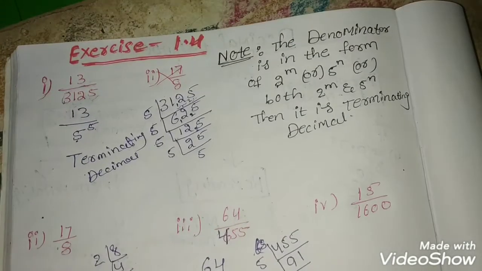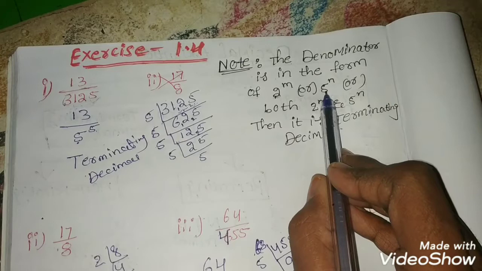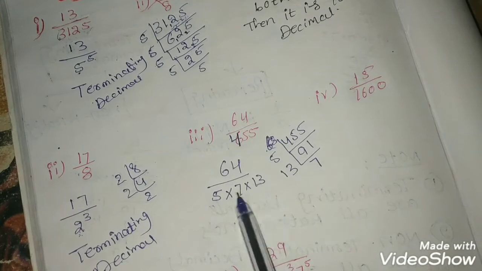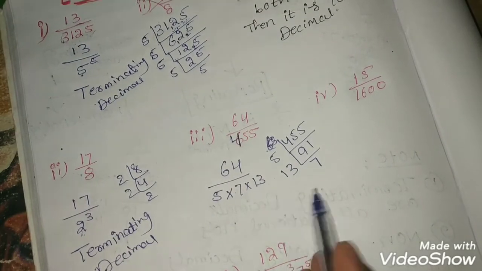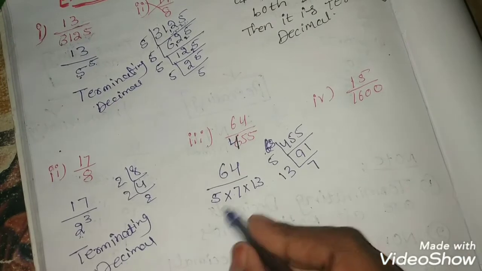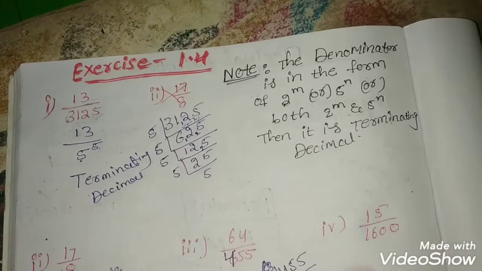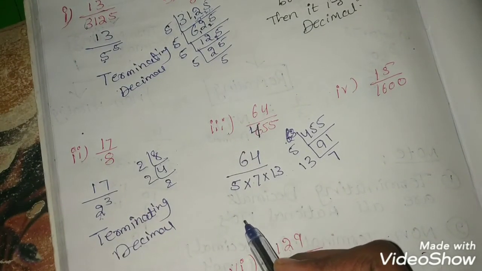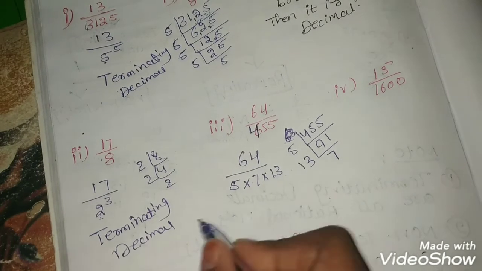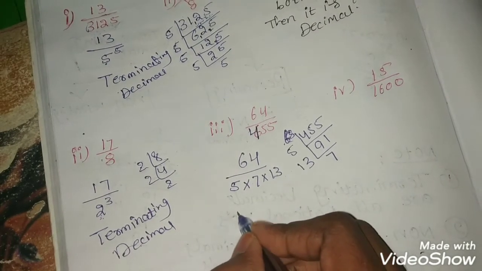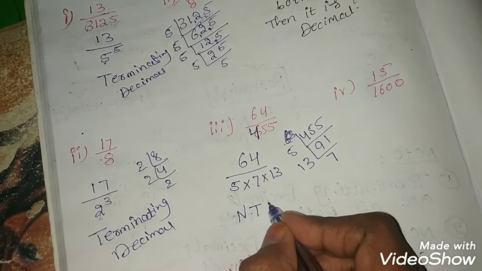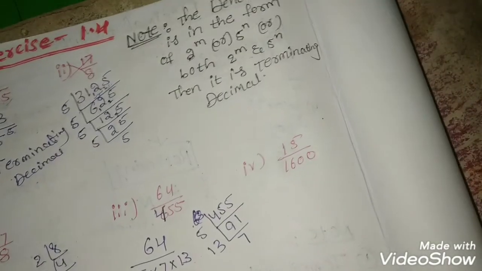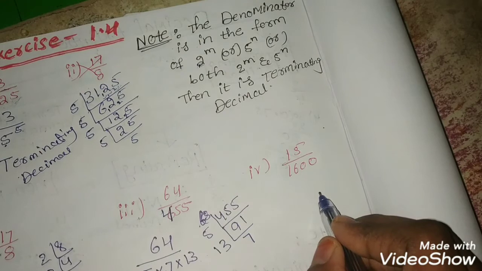What do we need? We need a single 2, or 5, or both 2 and 5. But here 7 and 13 are there. This is extra. 7 and 13 are there. So we cannot say this is a terminating decimal, because we already know this from the note. Okay. In the denominator there is no 2 power m or 5 power n. So easily we can say it is not a terminating decimal. NTD. Okay. Non-terminating decimal.